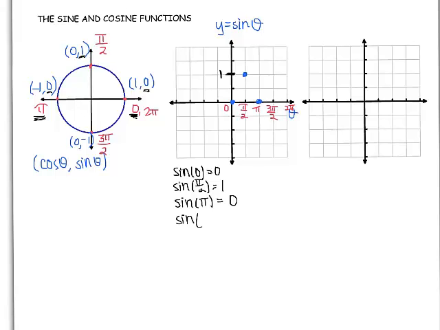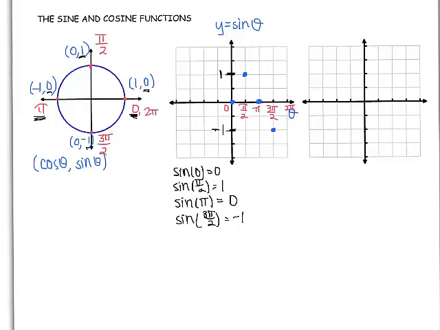The sine of 3 pi over 2 is -1. You're absolutely correct, because 3 pi over 2 is right down there, 3/4 of the way around the circle, and that y value at that point right there is -1. So I'm going to plot the point (3 pi over 2, -1). I'll label that right there.